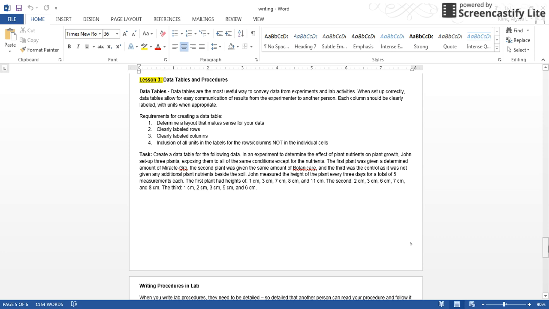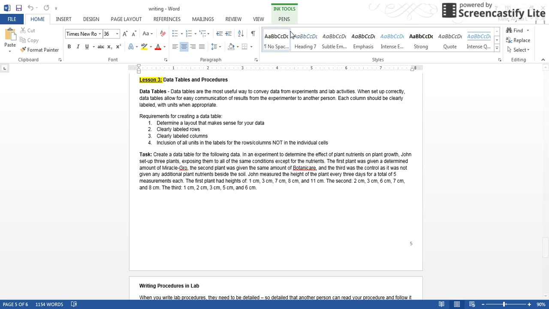So if we look at some scenario here, if we want to create a data table for the following data: in this experiment to determine the effect of plant nutrients on plant growth, John set up 3 plants exposing them all to the same conditions except for the nutrients. The first plant was given a determined amount of Miracle-Gro, second Botanicare, and the third was a control as it was not given any additional plant nutrients besides the soil. He measured the height of the plant every 3 days for a total of 5 measurements each, and here are all the measurements. So whenever you look at a data table, you want to try to make it so that it makes the most sense, okay?